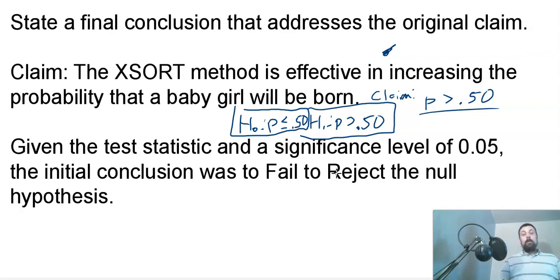Now, what they end up saying is that given the test statistic and a significance level of 0.05, the initial conclusion was to fail to reject the null hypothesis. So we failed to reject the null. So what should my final conclusion be then? Well, I guess we didn't have to set this up, right? If we follow the flow chart, it kind of tells us what to say. The original claim does not contain equality, so therefore it became the alternative hypothesis, right?